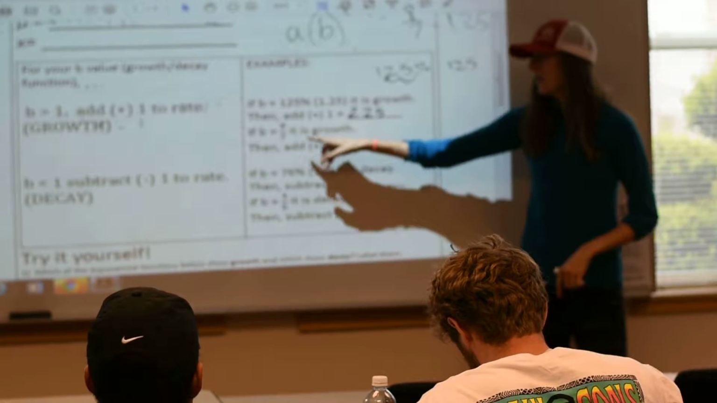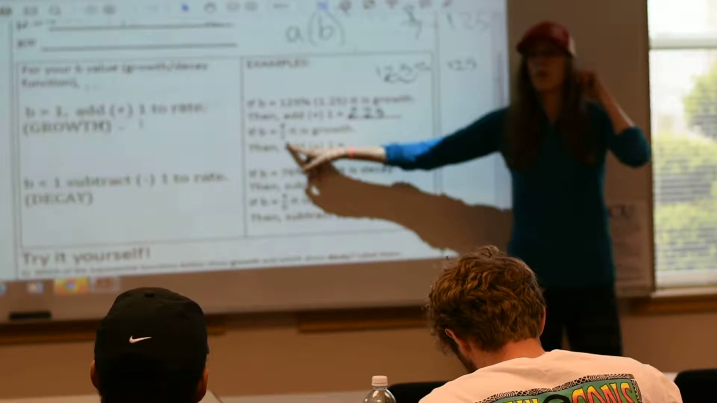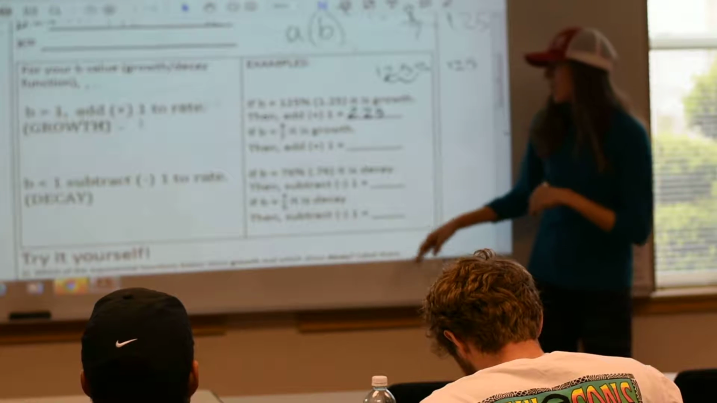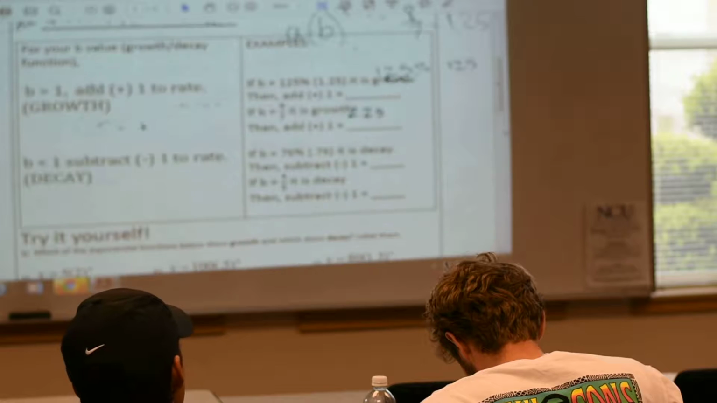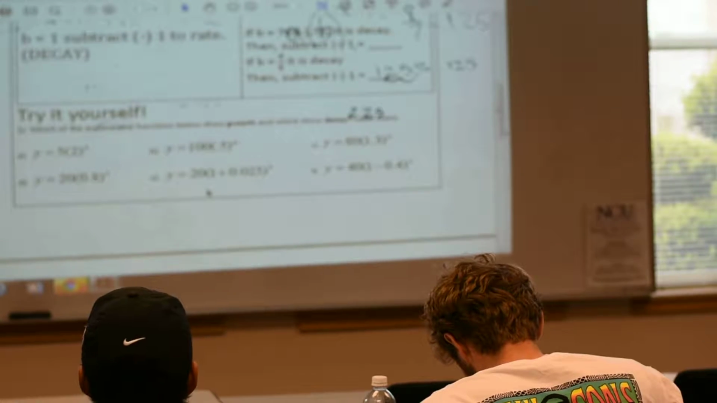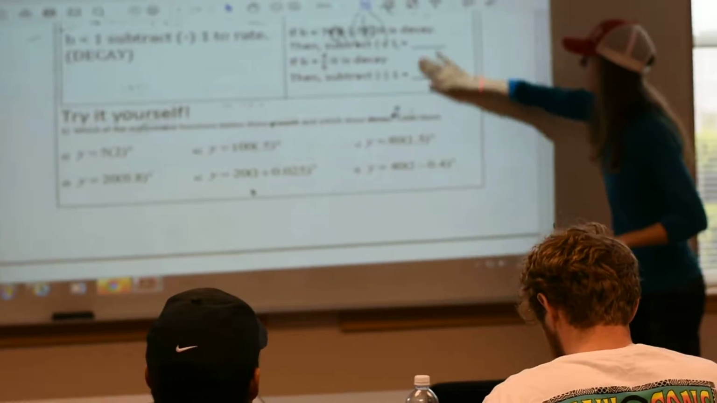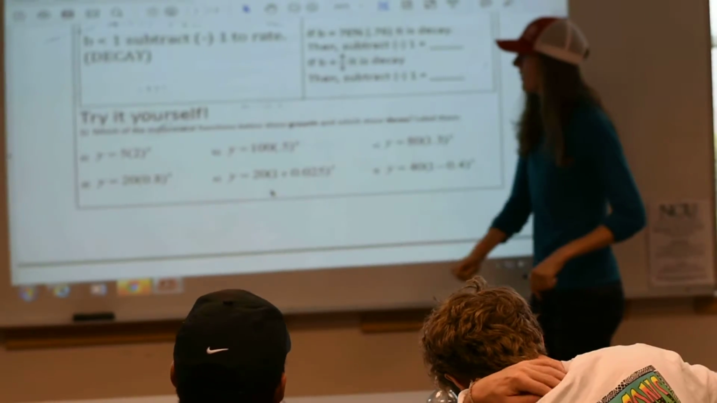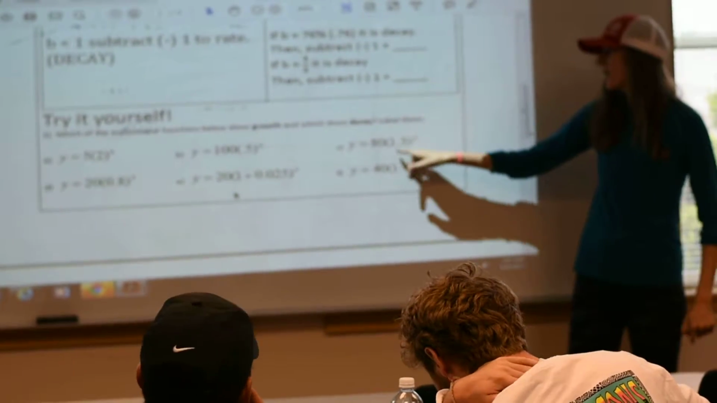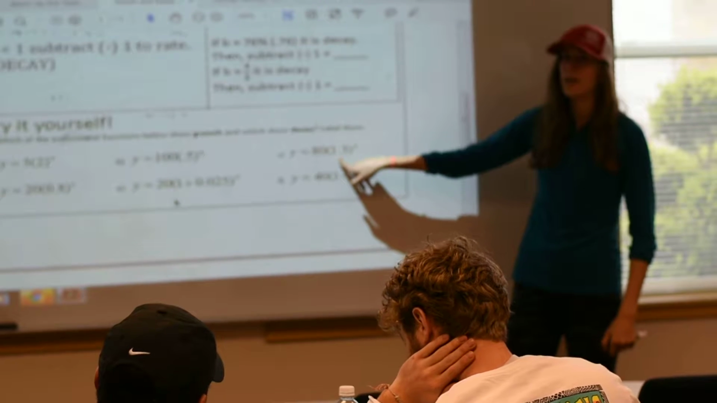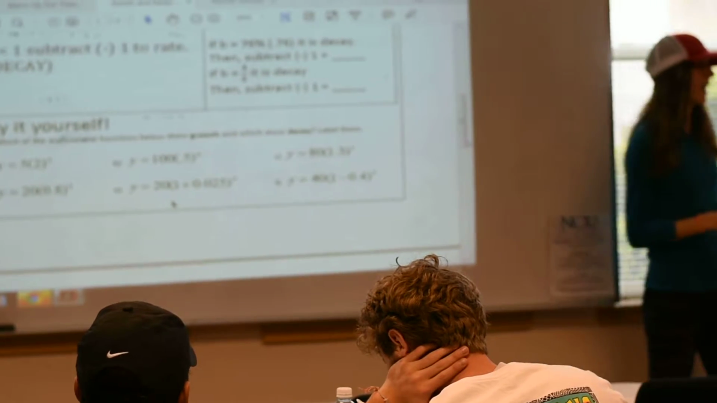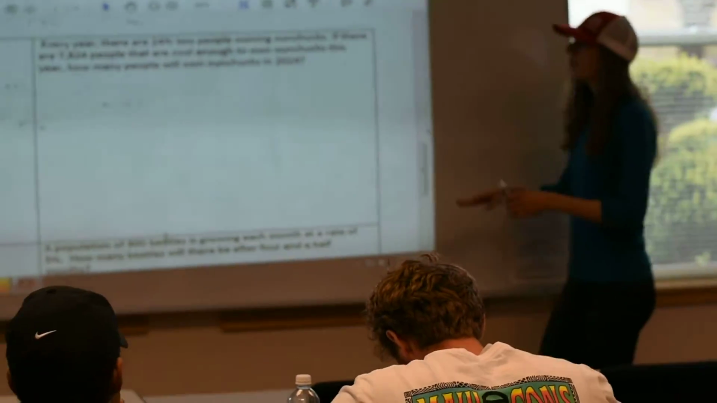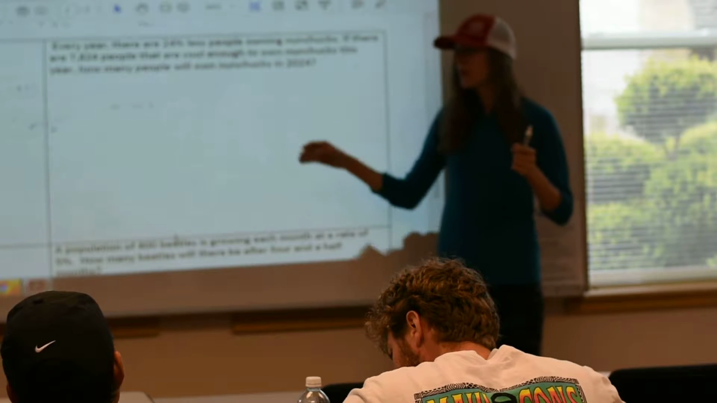I would just show them how to convert this to a decimal, add 1, subtract 1, because if it's decay, you're going to subtract 1. And then, because on their summative test, they have to identify if it's growth or decay with their B value, I'm going to give them some practice, so they're going to just look at their B, see if it's greater than, less than, etc. To look at that.